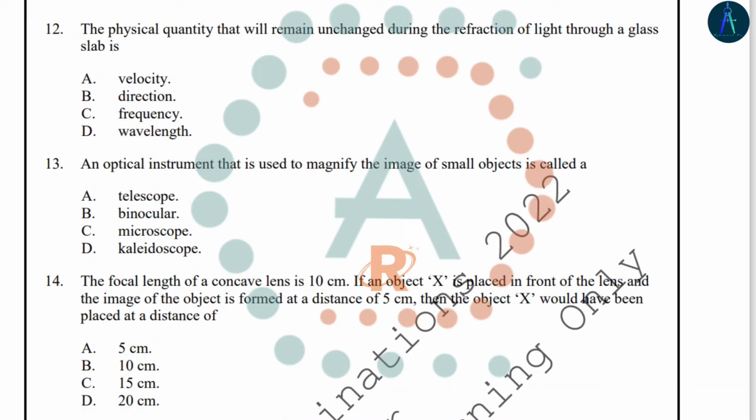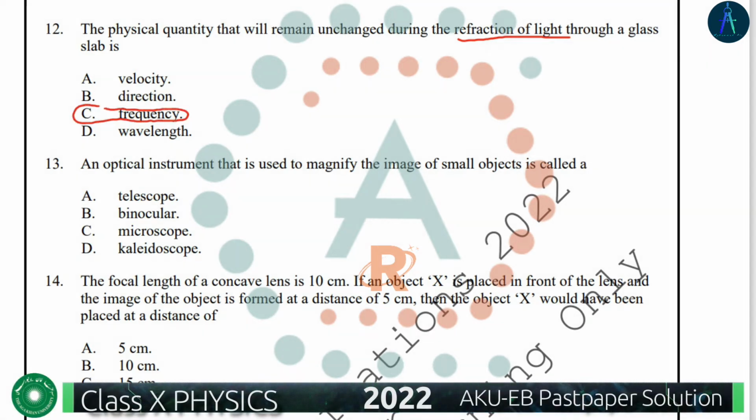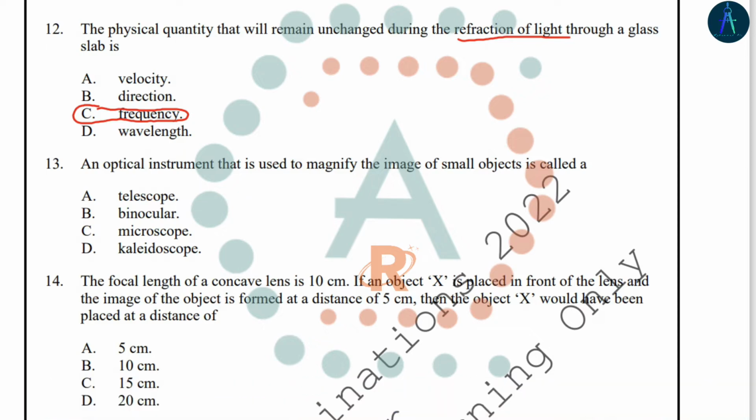The physical quantity that remains unchanged during the refraction of light through a glass slab is the frequency of the wave, because when light changes its medium, its wavelength and its speed decrease or increase with respect to the refractive index of the media. So the frequency of the incident and refracted ray remains the same. Option C is the right answer.